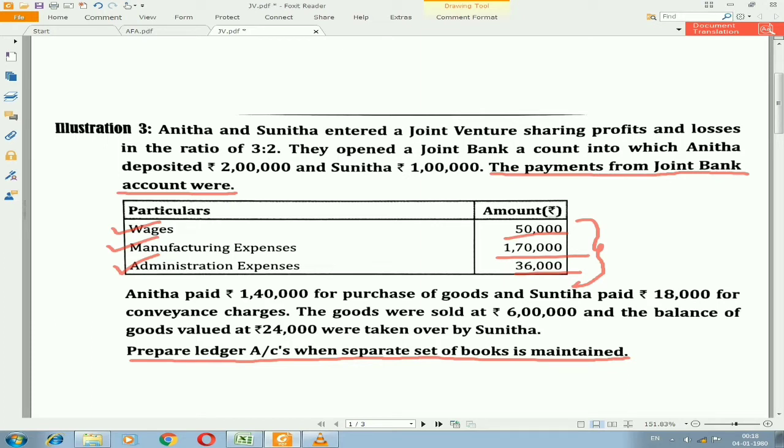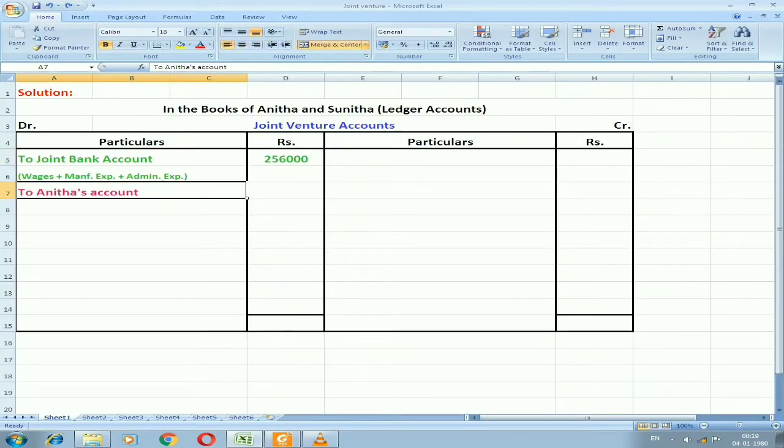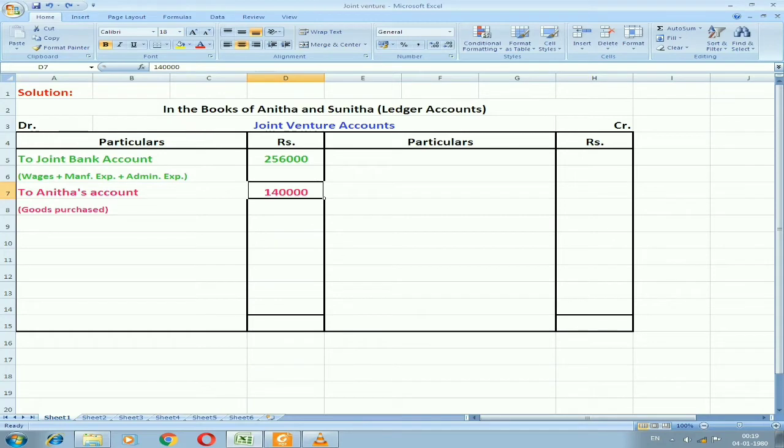Anita paid rupees 1,40,000 for purchase of goods. Sunita paid rupees 18,000 for conveyance charges. First, let us take Anita paid 1,40,000 for purchase of goods. It is also an expenditure for the joint venture, but it is paid by Anita. So it is done by an individual co-venturer, that we are supposed to record in the name of the co-venturer. So to Anita's account, expenditure which is done on goods purchased, with the amount of rupees 1,40,000.